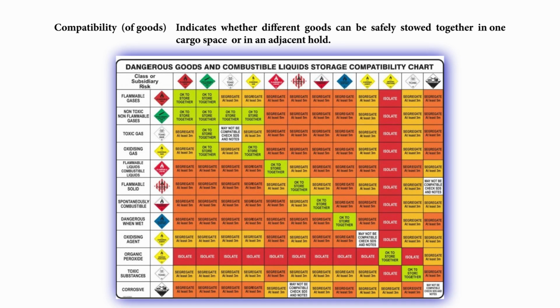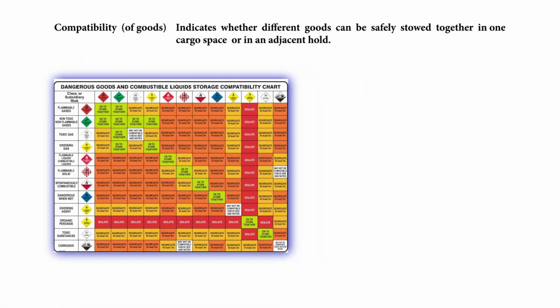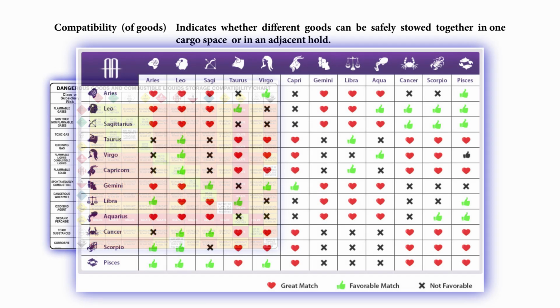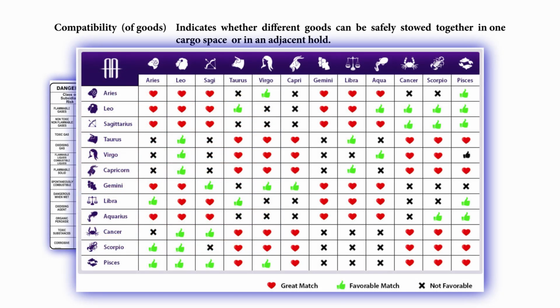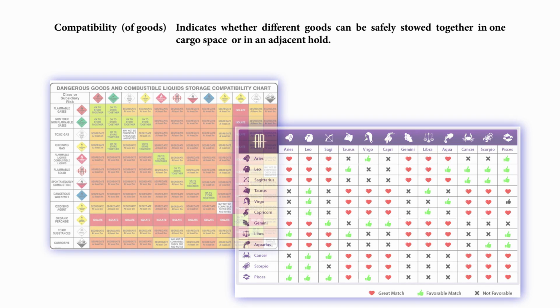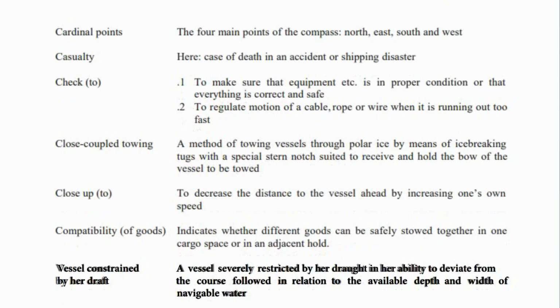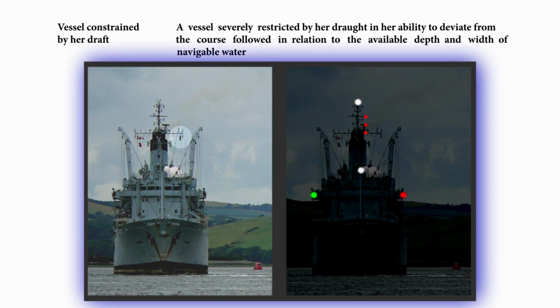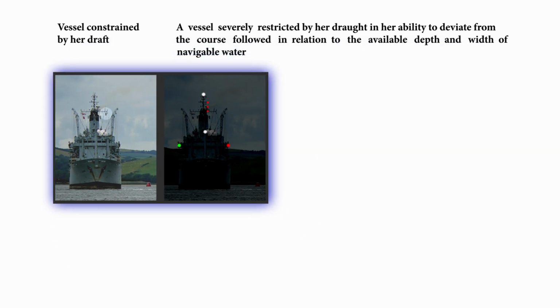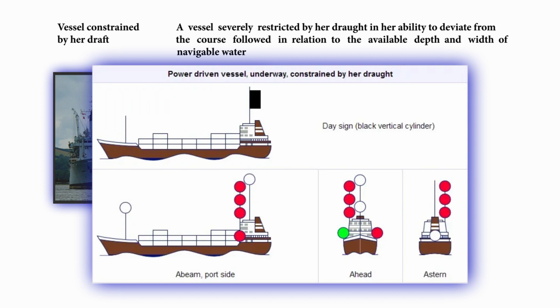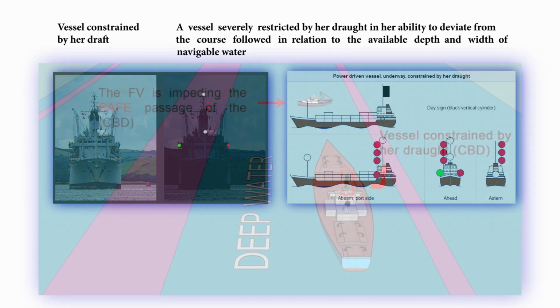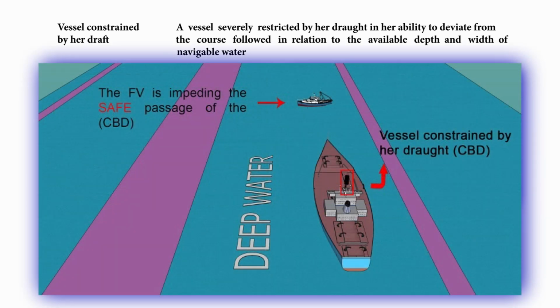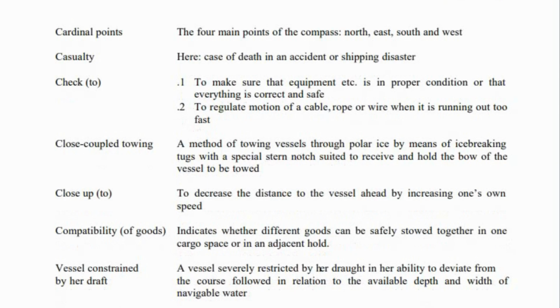Compatibility of goods: it indicates whether different goods can be safely stowed together in one cargo space or in an adjacent hold. Vessel constrained by her draft, this is from the Glossary. This is a vessel severely restricted by her draft and her ability to deviate from the course followed in relation to the available depth and width of navigable water.